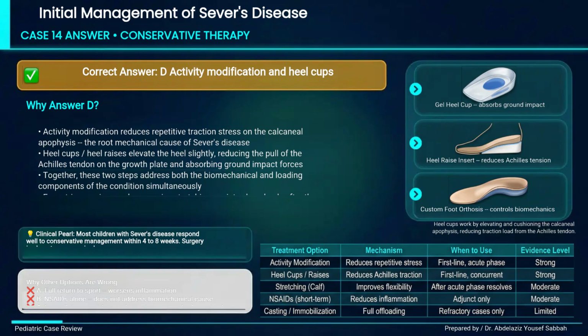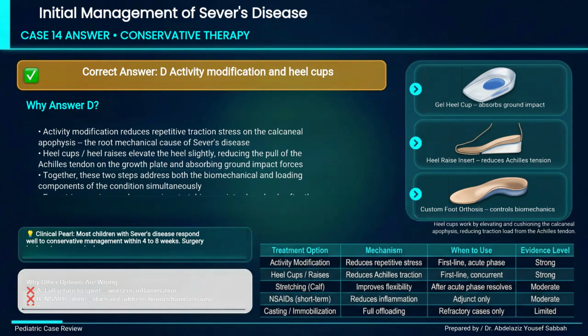Activity modification reduces repetitive traction stress on the calcaneal apophysis, which is the root mechanical cause of Sever's disease. Heel cups and heel raises elevate the heel slightly, reducing the pull of the Achilles tendon on the growth plate and absorbing ground impact forces. Together, these two steps address both the biomechanical and loading components of the condition simultaneously.